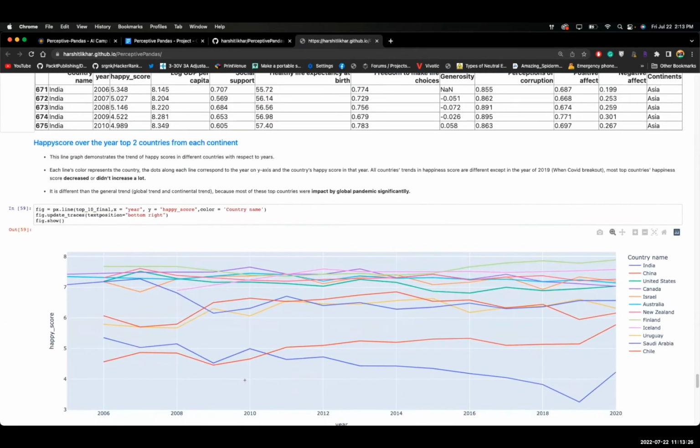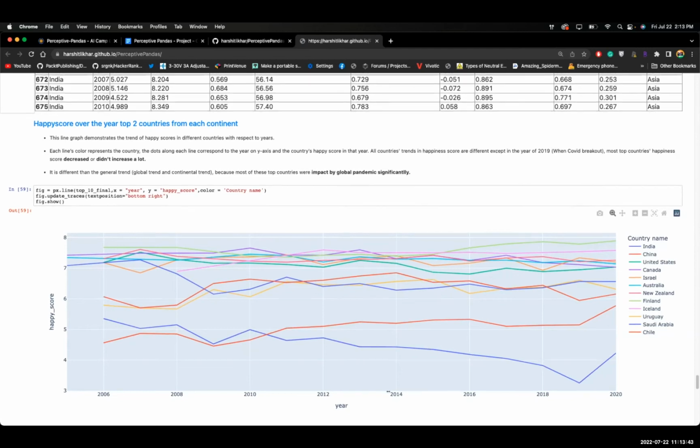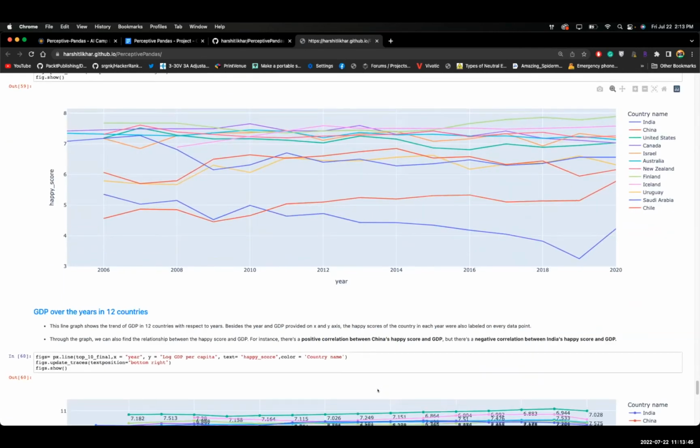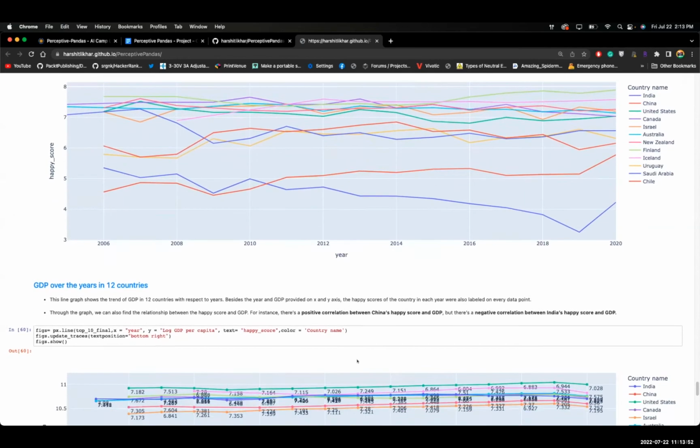And next we have a line graph of the top 2 countries from each continent. And they still have different trends of happiness scores, except in the year 2019, when COVID broke out, most top countries' happiness scores decreased or didn't increase a lot. And that's different from the general trend because most of these top countries were impacted by the global pandemic significantly.